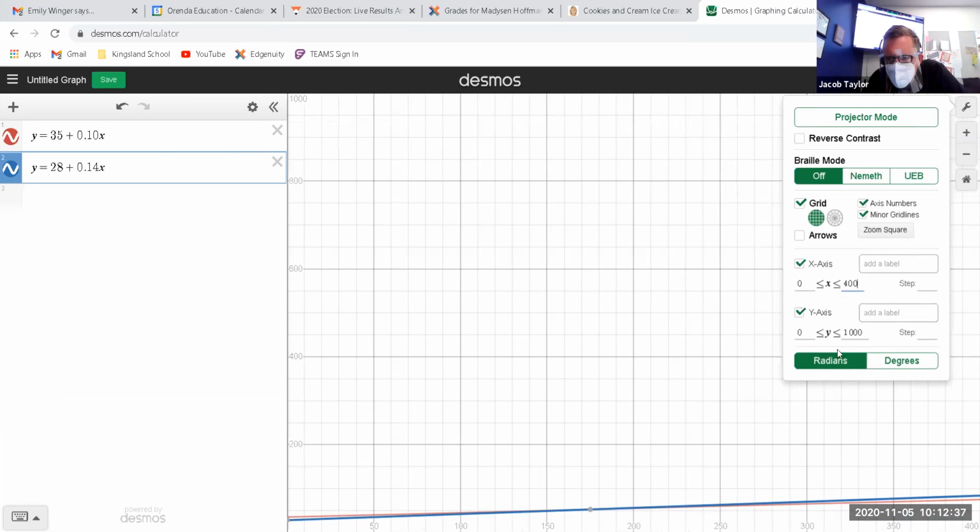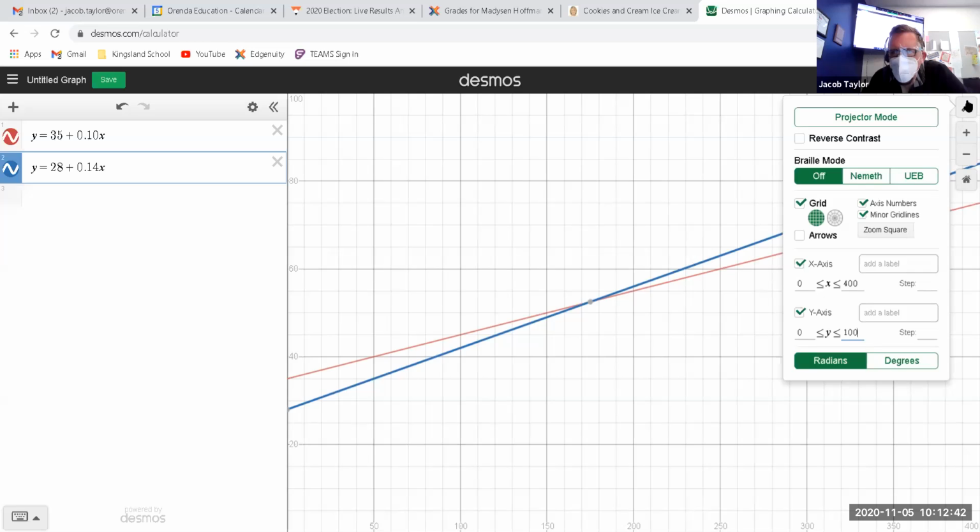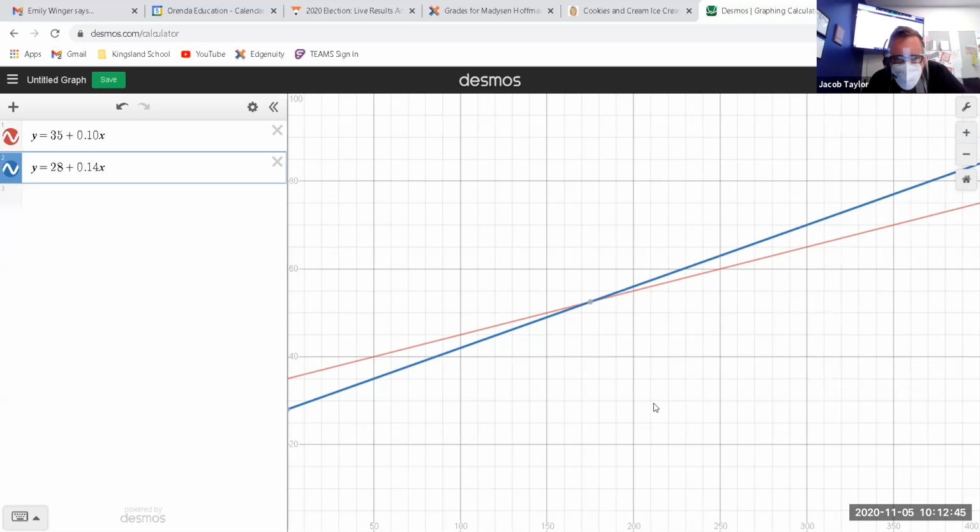They're so close. So close I can barely see. Oh my gosh. Oh, look, there we go. You see the gray dot right there, where the lines intersect? I put my mouse over there. 175 and 52.5. So I'm going to write that down real quick and then I'll go back to the notes. 175, comma, 52.5 is where those two lines intersect. That's my point.